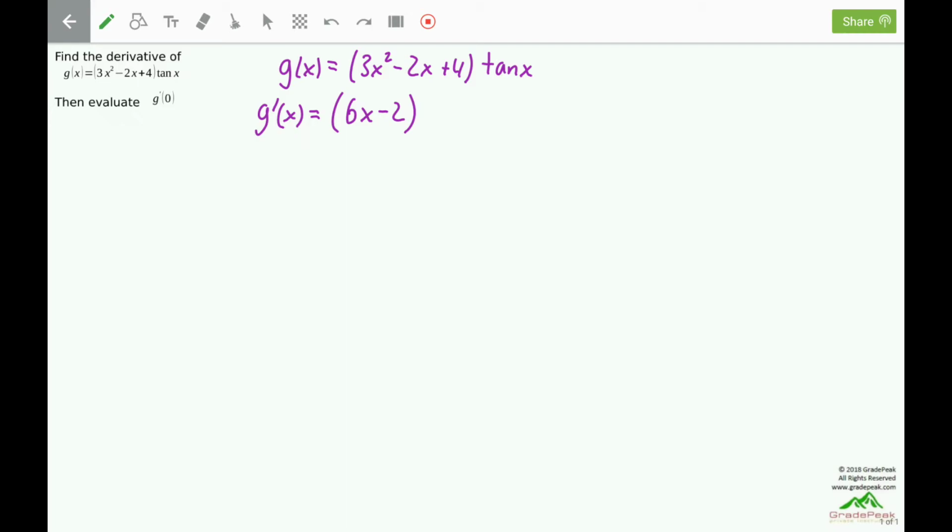The derivative of the first expression times the second expression left alone, plus the first expression left alone times the derivative of the second expression. The derivative of tangent of x is secant squared of x. So there's our derivative, g prime of x.